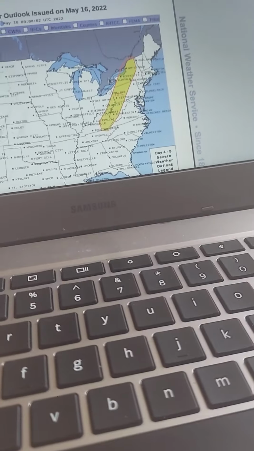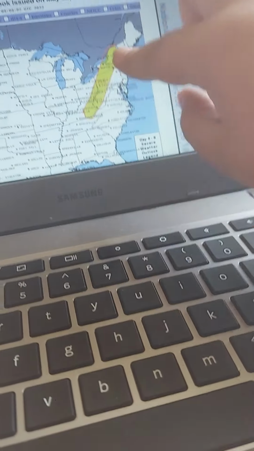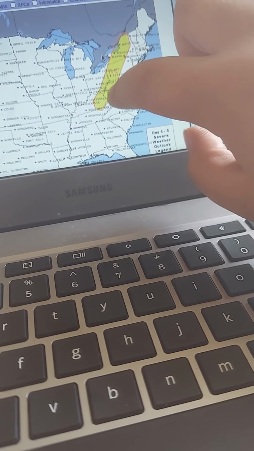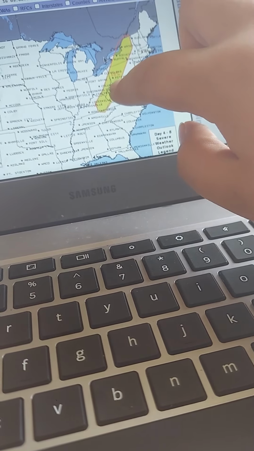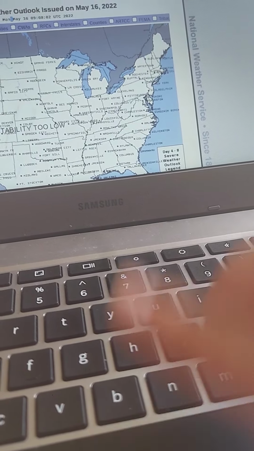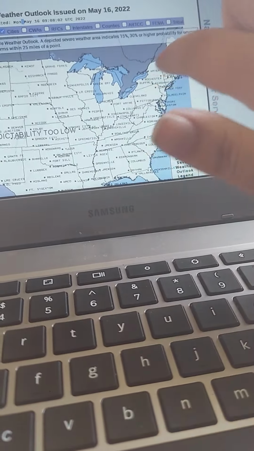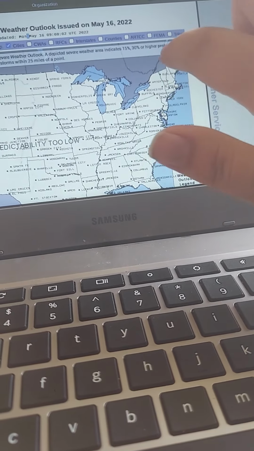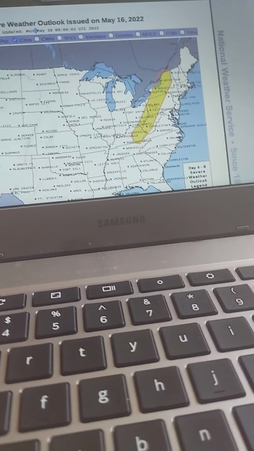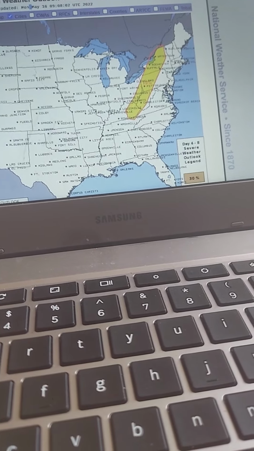I live here in the Appalachian region. I live in Uniontown, Pennsylvania, not too far from West Virginia. I got a feeling that there is going to be a day 8 risk. Not here, but it could be here again. The East Coast could get impacted again.